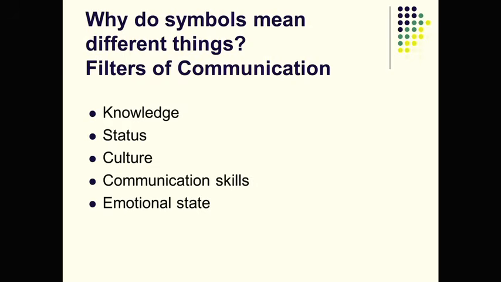So why do some symbols mean different things? Because of the filters of communication. We differ according to our knowledge, status, culture, communication skills and emotional states. That's why each of us assigns a different meaning to the same symbols. From this we will move on to encoding through words.